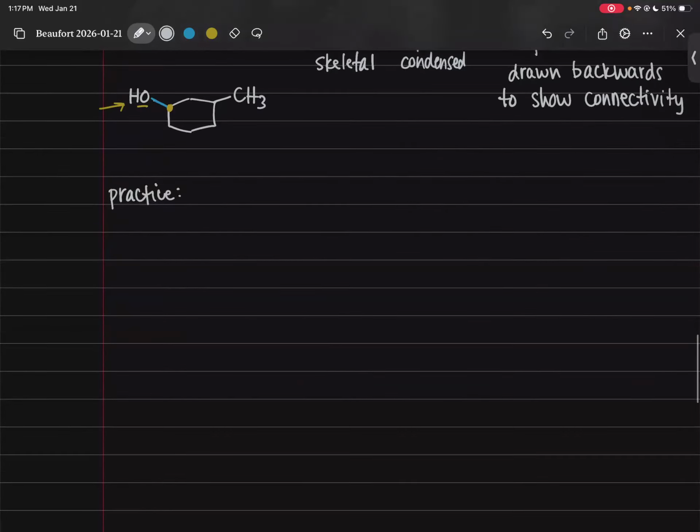Okay, give this one a shot. See if you can give me a skeletal structure of that molecule. There's like a bazillion correct answers. So make sure you look at your rules and then the chart of things to include versus things you don't necessarily have to include.